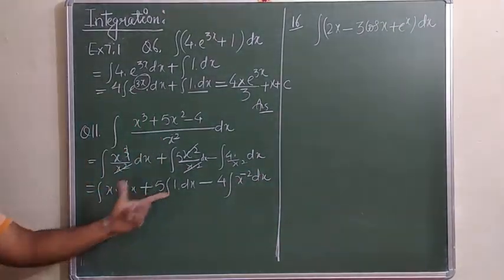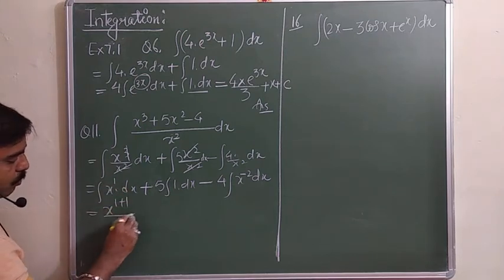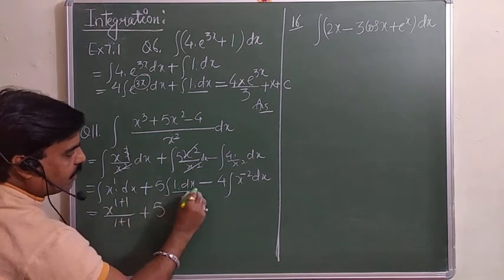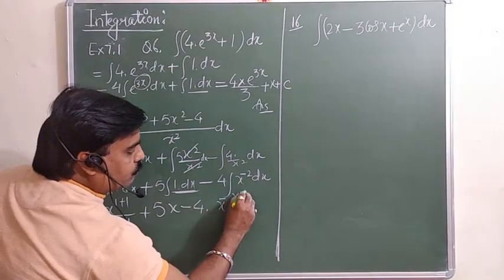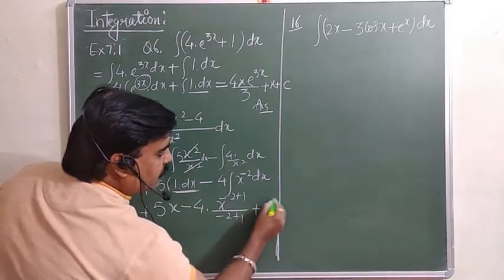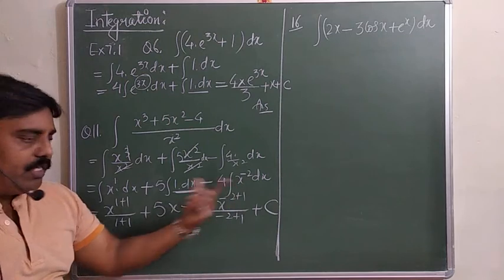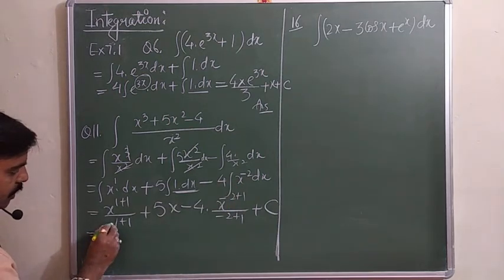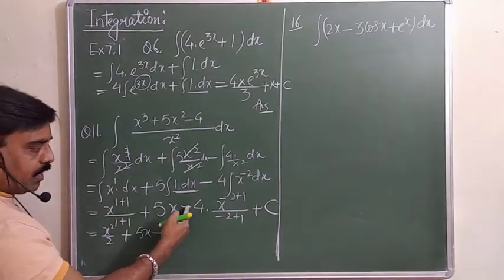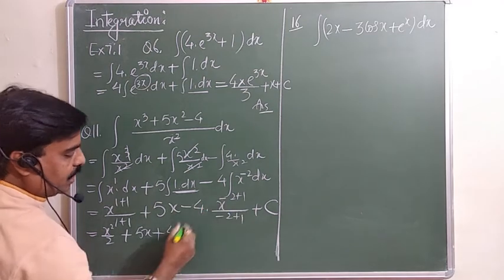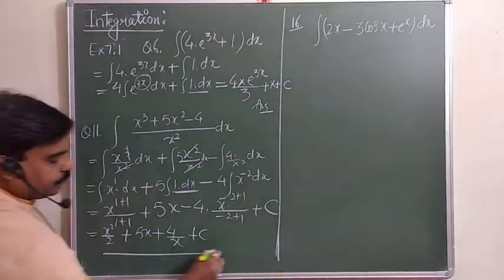Now you can take the antiderivative of this one. This is like x raised to power 1, so x raised to power n dx gives x raised to power 1 plus 1 over 1 plus 1, plus 5, the antiderivative of 1 is x, minus 4 into x raised to power minus 2 plus 1 over minus 2 plus 1, and plus constant c. We are supposed to write the constant one time only, not for c and c and c separately. So this is x square over 2 plus 5x minus, here you will get minus 1, minus becomes a plus, and this is x raised to minus 1, or you can write 1 over x, so that is 4 over x plus c, and this is your answer.